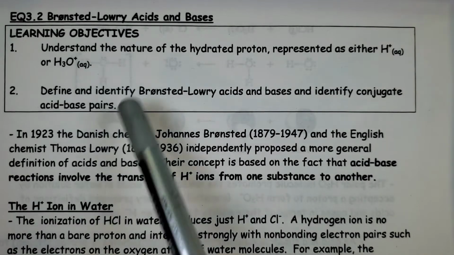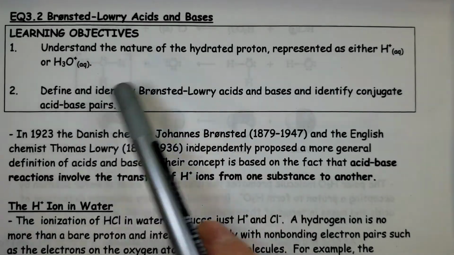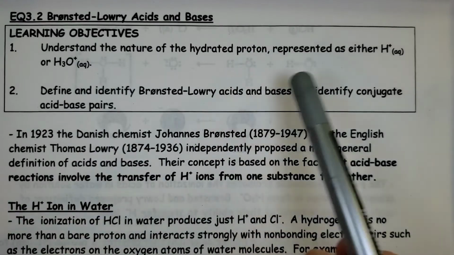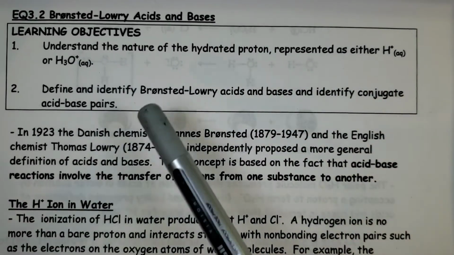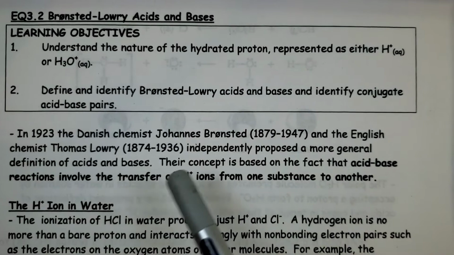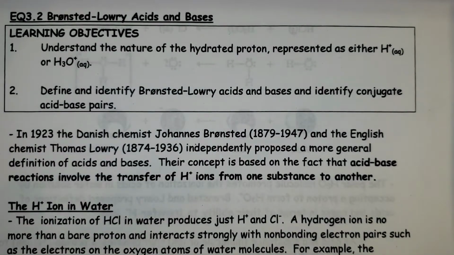So this is 3.2 Bronsted-Lowry acids and bases. We'll understand the nature of the hydrated proton, represented as either H plus or H3O plus, and define and identify Bronsted-Lowry acids and bases, and identify conjugate acid-base pairs.